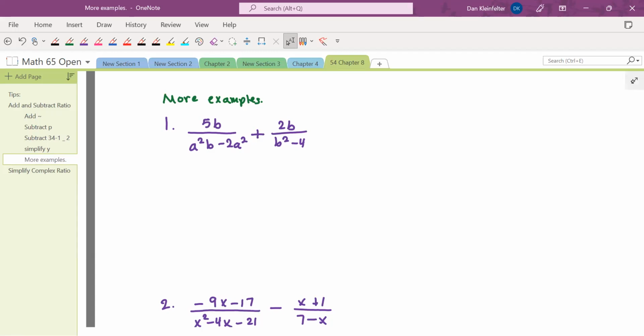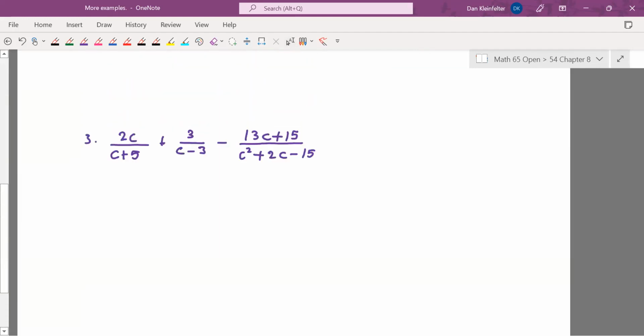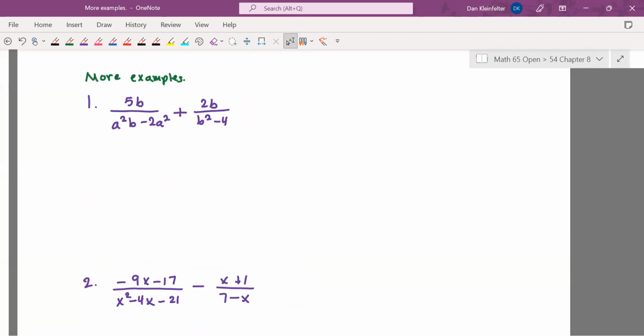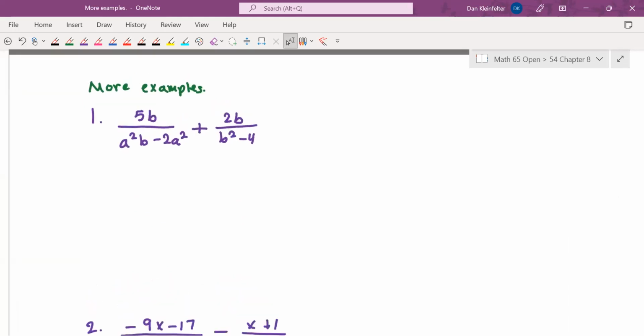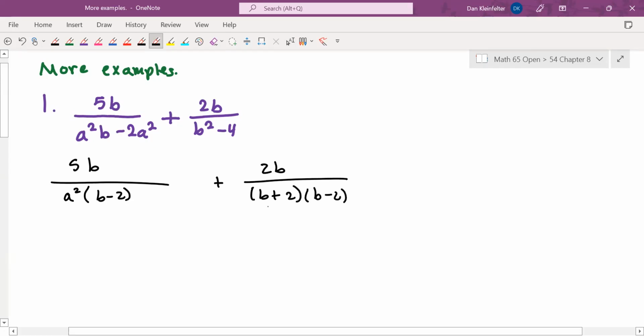But if you had enough, you can stop now, or if you want, I've got 3 more examples to show you. So let's take a look at those. As before, it's just about factoring and inserting missing factors. So let's see, we have 5b on top, and a squared, b minus 2 in the bottom. And then we have 2b, b plus 2, b minus 2.